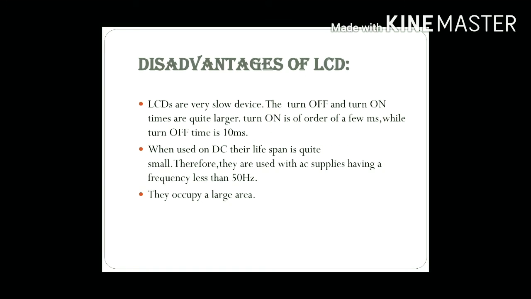Disadvantages of LCD. LCDs are very slow devices. The turn off and turn on times are quite large. Turn on is of the order of few milliseconds, whereas turn off time is 10 milliseconds. When used on DC, their lifespan is quite small. Therefore, they are used with AC supplies having a frequency less than 50 Hz. They occupy a large area.